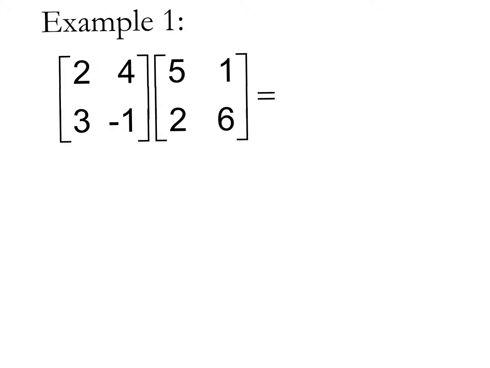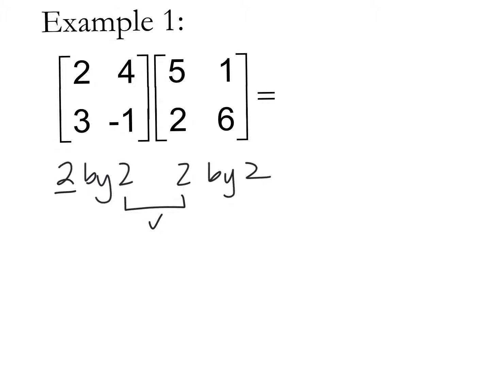So first of all, let's talk about the sizes here. We have a 2 by 2, and we have another 2 by 2. That's because it's up 2 over 2, up 2 over 2. And look, these two numbers match. That's a good thing. My answer is going to be a 2 by 2 matrix here. Anytime you're multiplying two matrices that are the same size, the result is going to be the same size.